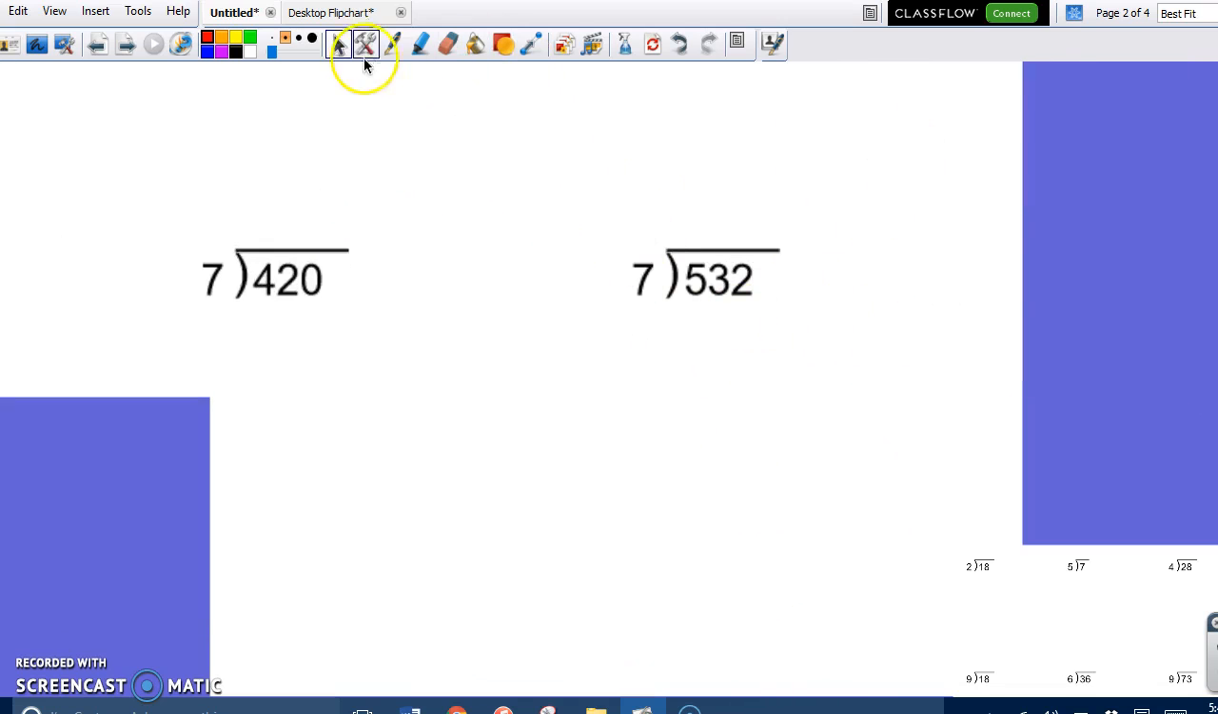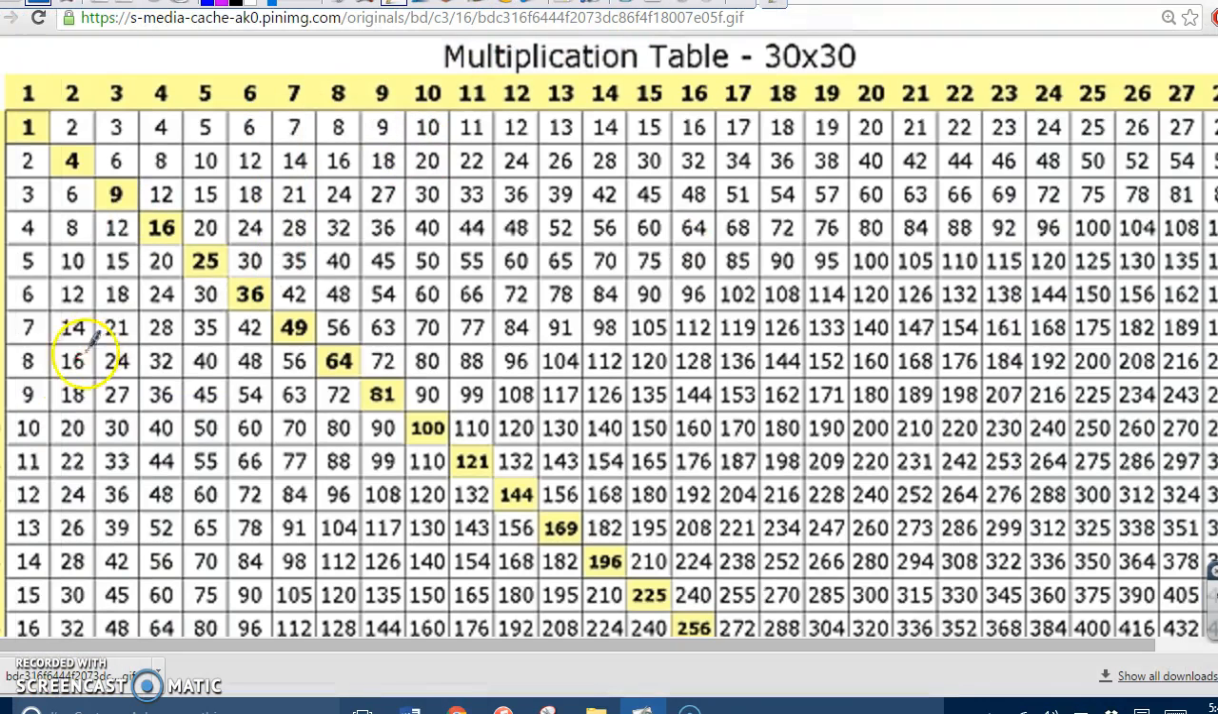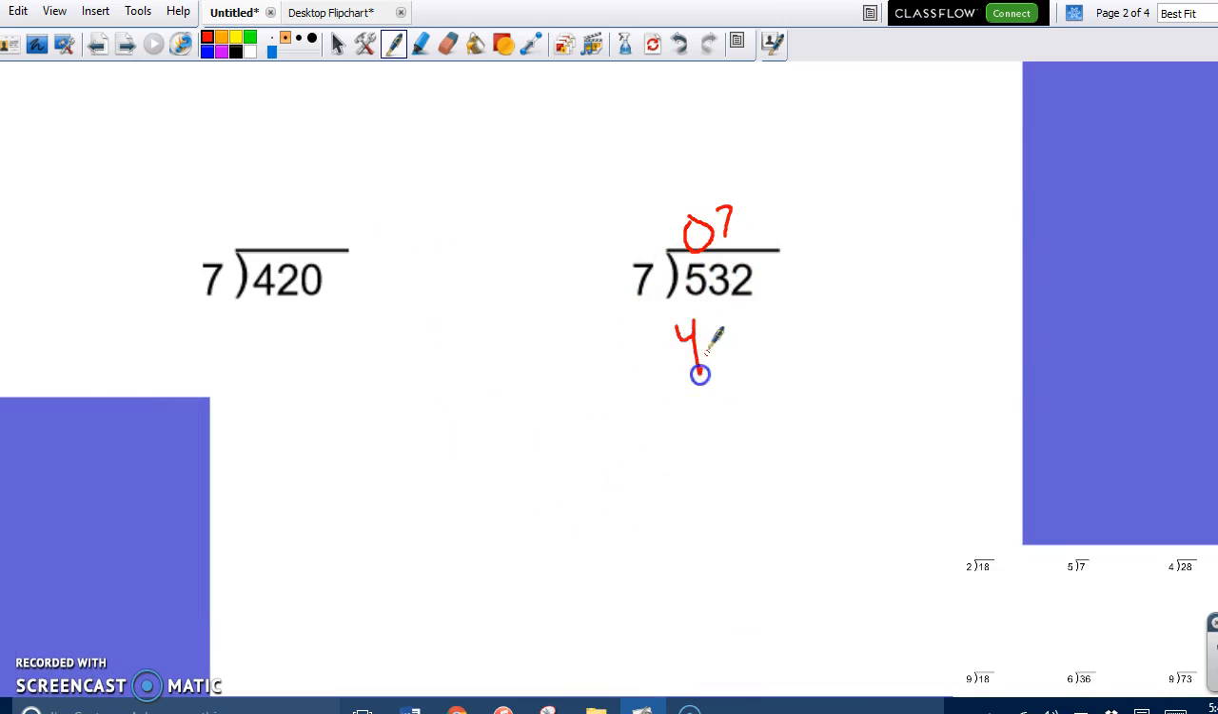All right, 7 goes into 532. 7 goes into 5, 0. 7 goes into 53. 7, 53, too much. 7 times 7 is 49. Subtract. 49, 50, 51, 52, 53. There's 4 left over. Bring down your 2.